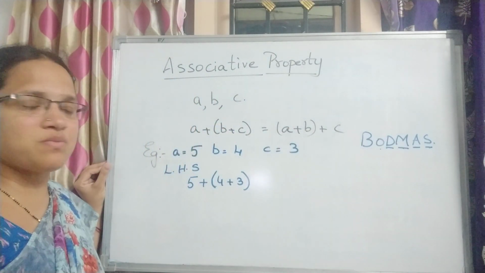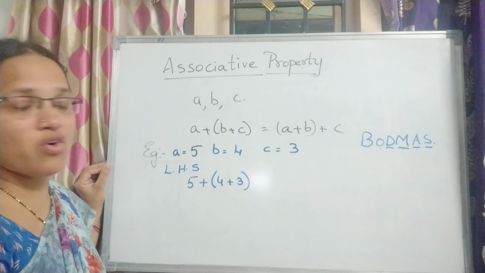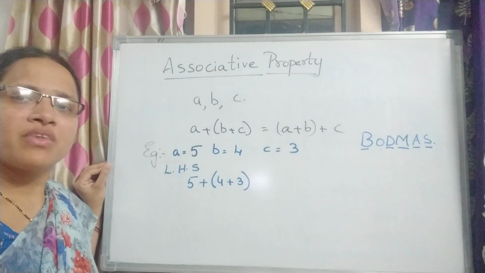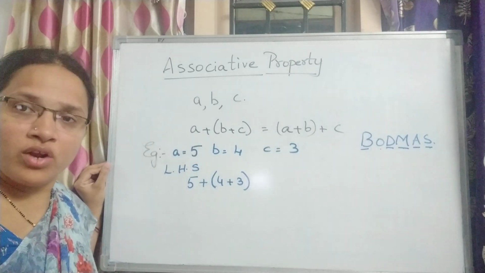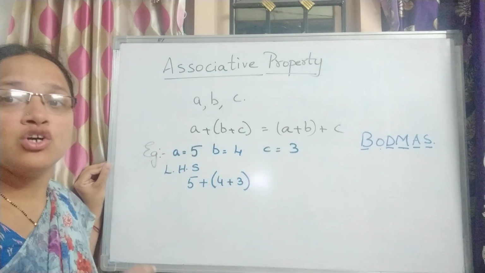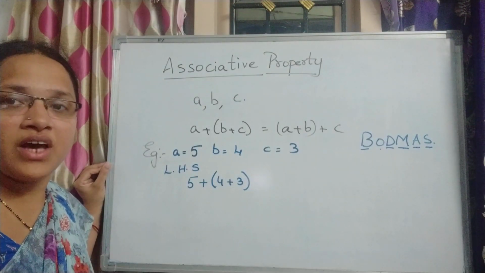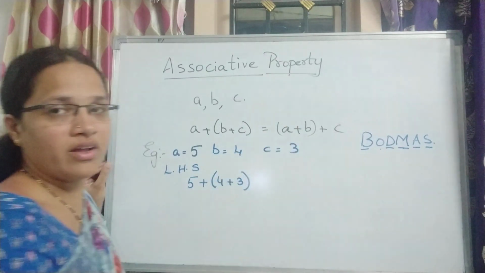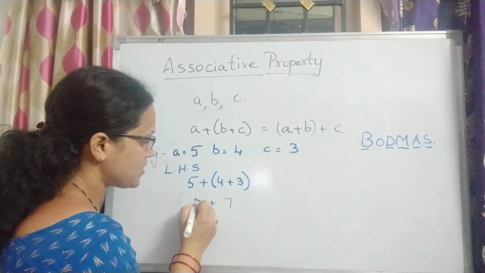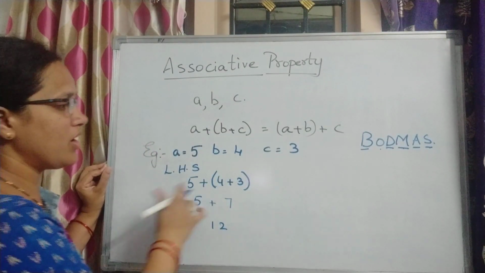So you can ask me, we don't have division here, we don't have multiplication here, why should we follow it? Because the first preference is given to brackets. That means any of the 4 arithmetic operations inside the bracket should be solved first, irrespective of the order. Now see, 4 plus 3 is 7. 7 plus 5, so this becomes 12 here. Yes or no? This becomes 12 for the left hand side.